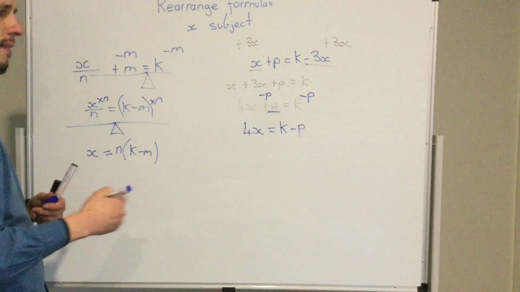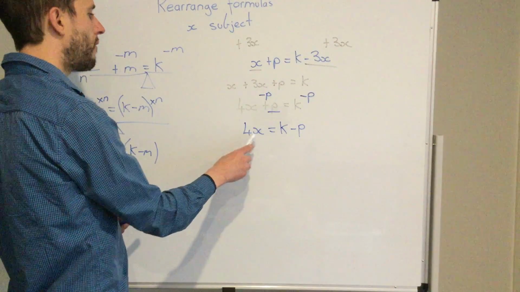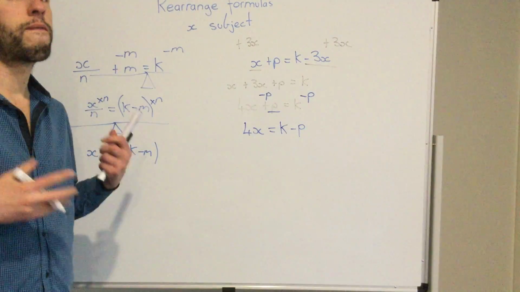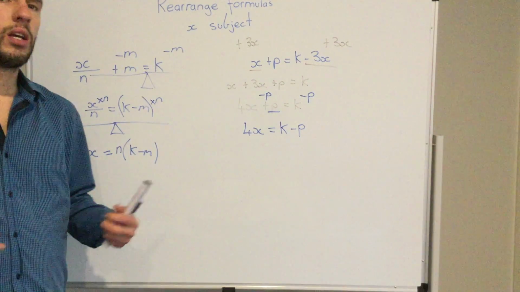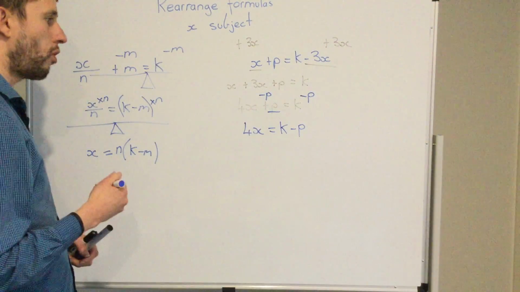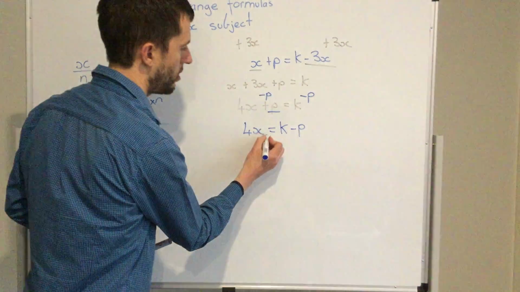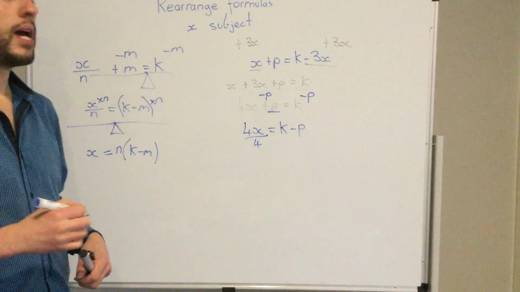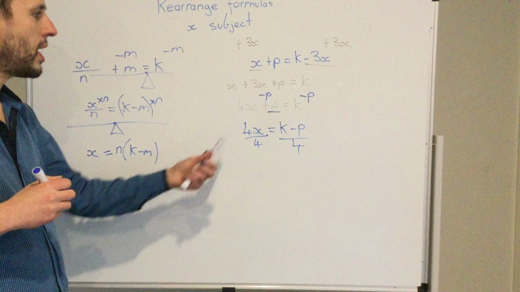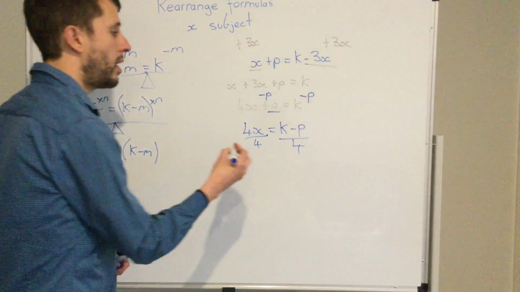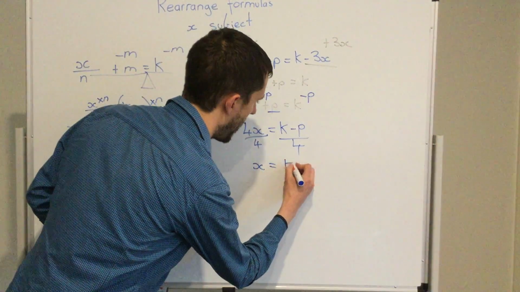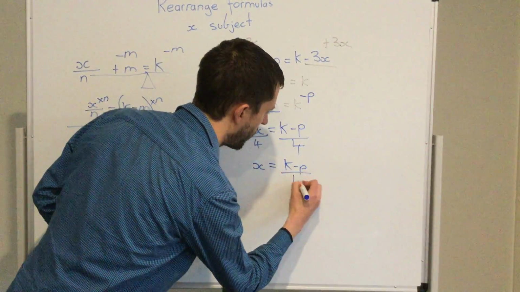The last thing that I've got on this side, I've still got 4x, but I want to get x by itself. So I need to get 4 away. At the moment, it's timesing by 4. What's the opposite of timesing by 4? Divide by 4. So if I divide one side by 4, I must divide the other side by 4. 4x divided by 4 equals x. And I've got k take p over 4.